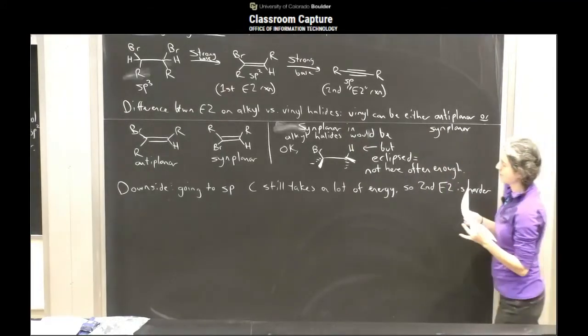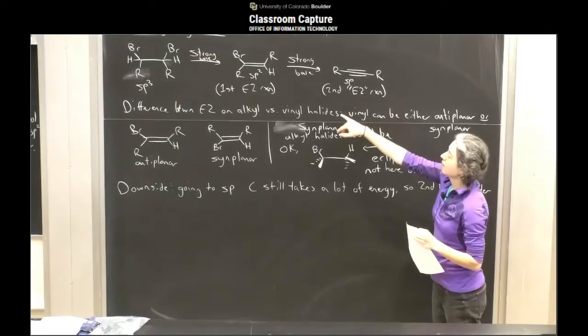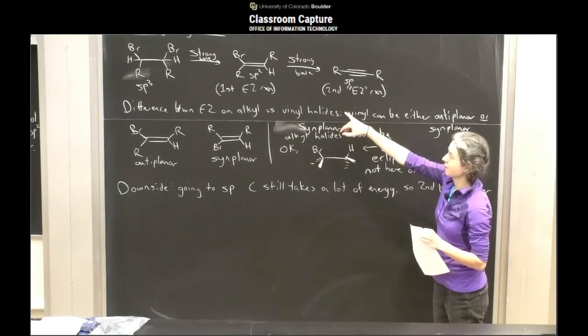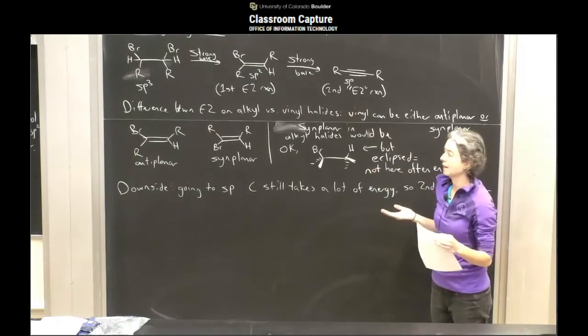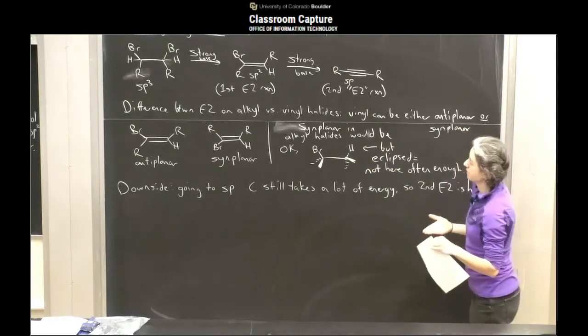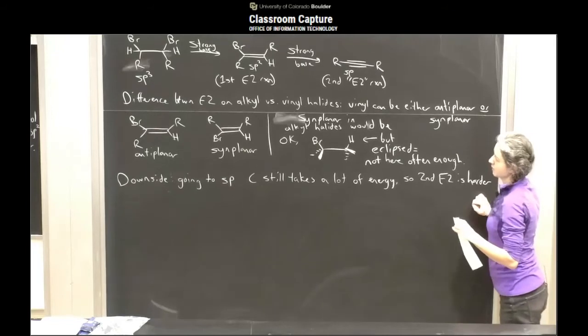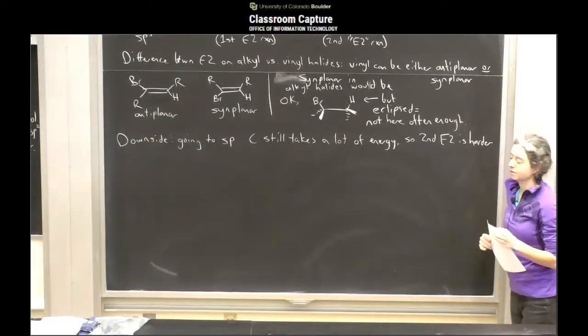And you can sort of make that happen in a few ways. One is just by using a very strong base, like sodium amide, NaNH2. That's actually why we traditionally use that base, because it's strong enough to force E2 to happen in a reasonable time frame.